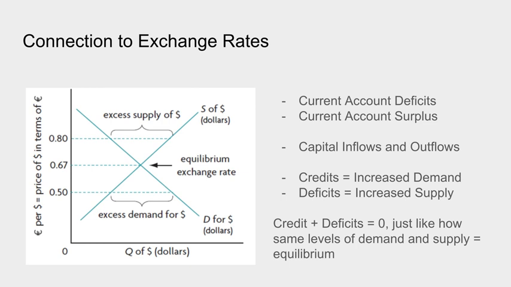A lot of the time, we associate current account deficits with more outflows of money through imports than inflows of money through export revenue. With that being said, there will be more supply of domestic currency as residents exchange their currency for other currencies to purchase their imports.